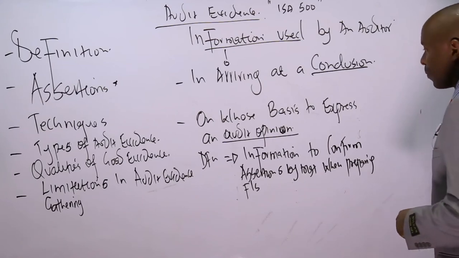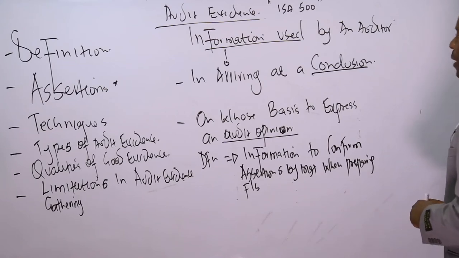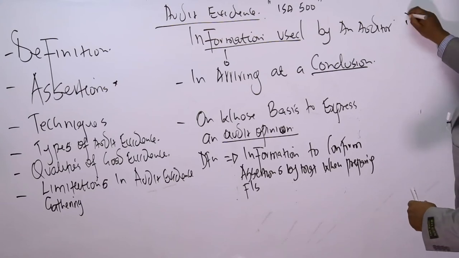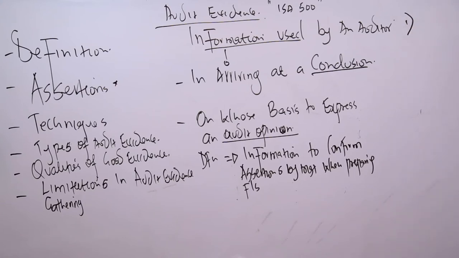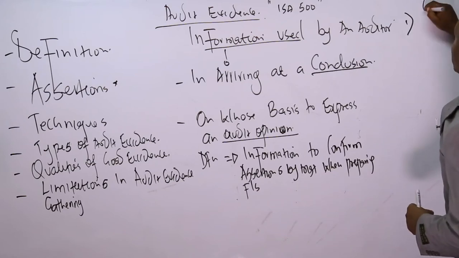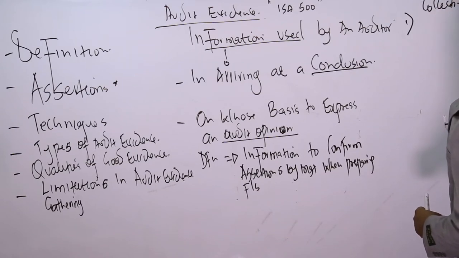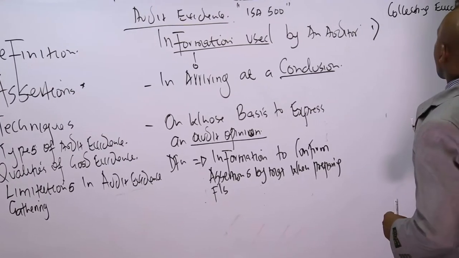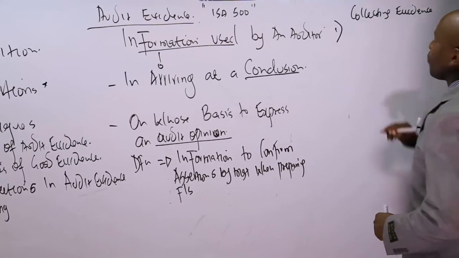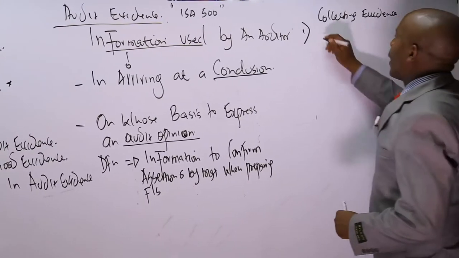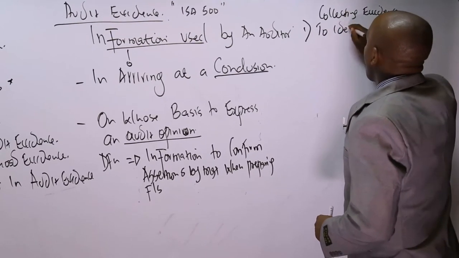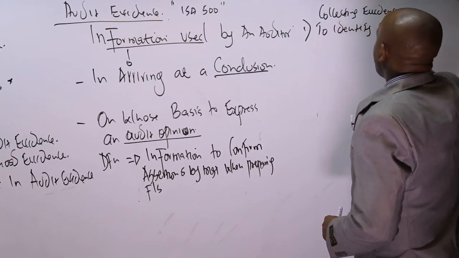So basically, the policy in collecting audit evidence requires the auditor, first of all, to identify the assertions in a particular area. Rule number one in collecting audit evidence, when we are collecting evidence, is to identify management assertions.